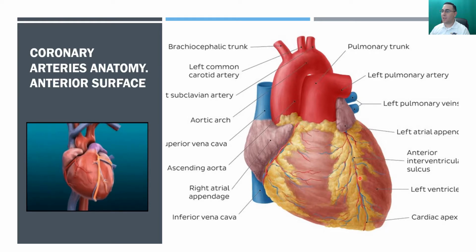And this other sulcus here is between the right ventricle and the left one, so we call this one the anterior interventricular sulcus. Then we have this important artery running through it that we call the left anterior descending, and it's a branch of the left coronary artery. All right, so that's the anterior surface of the heart.